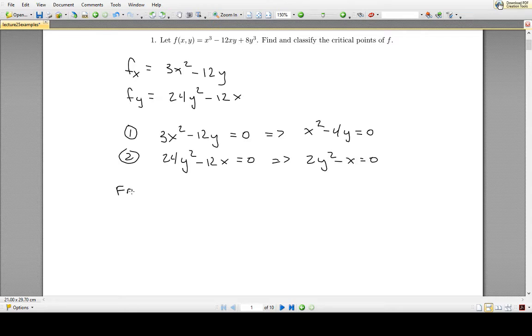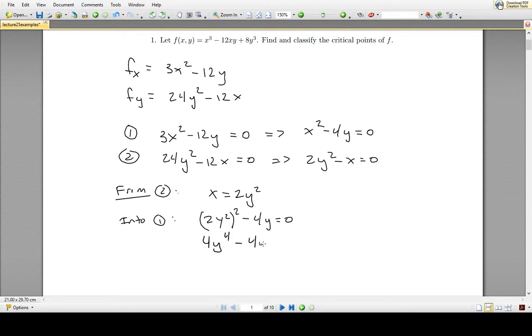Okay, so let's go about solving these two equations for the two unknowns x and y. From equation 2, if I rearrange, I get x is equal to 2y squared. So wherever I see an x, I can plug in instead 2y squared. So into equation 1, I get 2y squared, that's x squared, minus 4y is equal to 0.